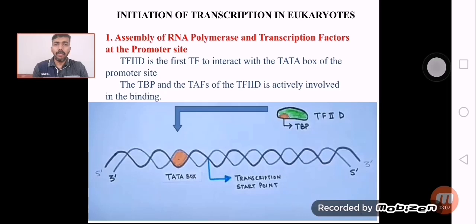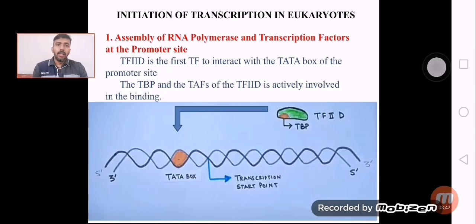We'll start with the first event, that is the assembly of RNA polymerase and the transcription factors at the promoter site. We know definitely that will be the first process. That means we need to identify the site where the transcription has to commence. That is actually communicated through the transcription factors. The transcription factors play a crucial role in recognizing the site of transcription, and that recognized part of the chromosome is what we call the promoter sequence.